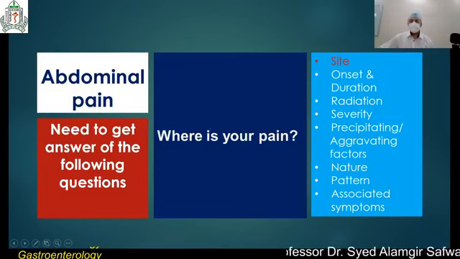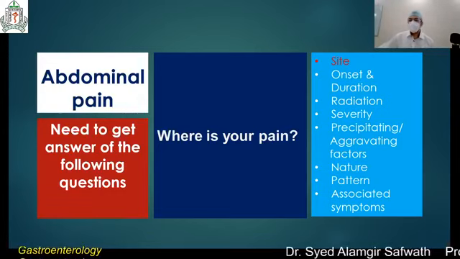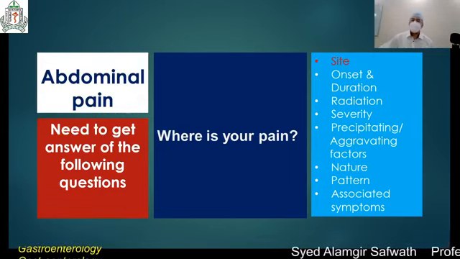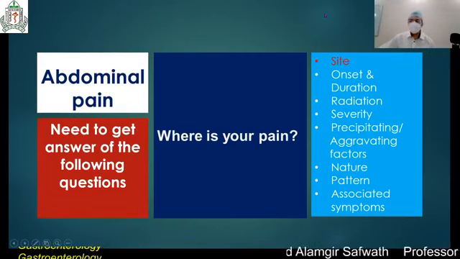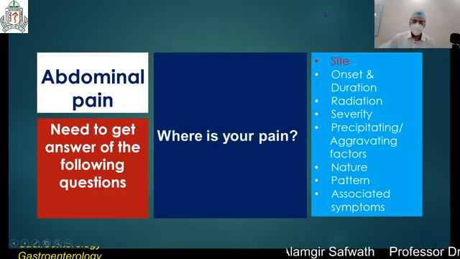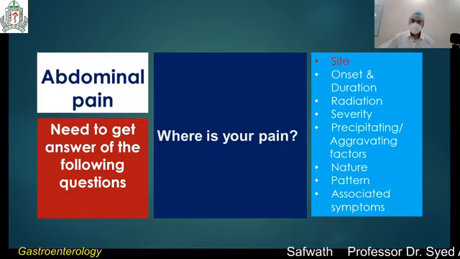So at first we ask, where is your pain? Where is your pain means the site or location of the pain, because we know that every anatomical structure has its own space in the abdomen. So if you know the site of the pain, then you can easily think about where the pain is coming from.